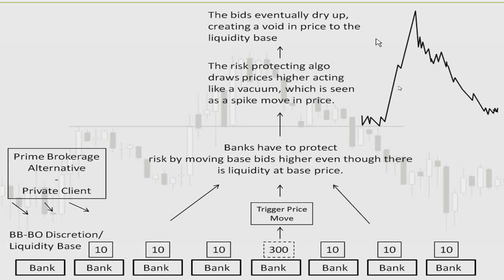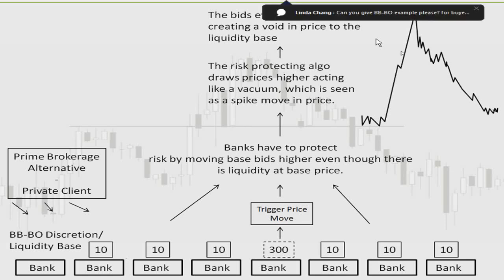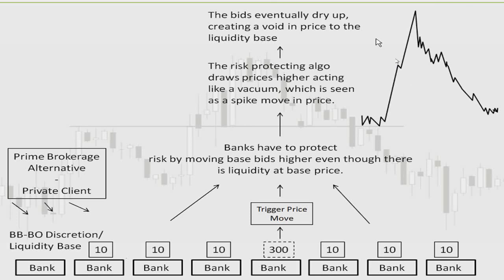They'll actually take on prices that are higher than the available offers. So the offer will continue to jump up or draw the bids higher, so that the price move will continue and compound itself, because all of the banks need to start to kick in. Now, eventually the bids will dry up, and it creates a void in price to the liquidity base.